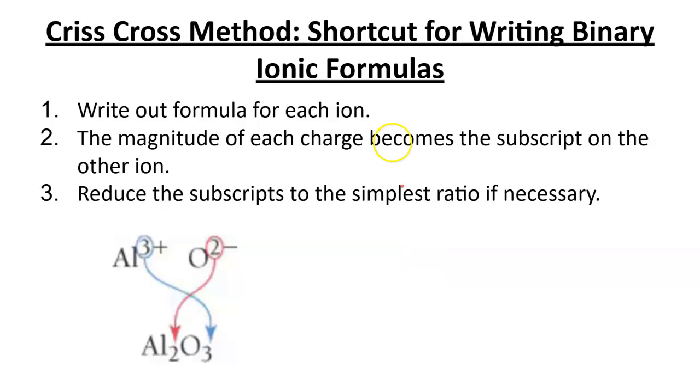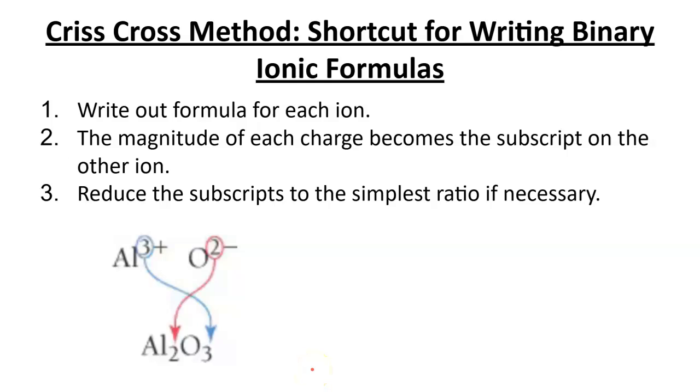This slide highlights the crisscross method, but you got to be a little careful with this. It works great for something like aluminum oxide. What the crisscross method is, it's a shortcut, and it says whatever the charges are on each ion, they become the subscripts on the other ion for a binary compound. You also then have to use the simplest ratio, and this is where it gets tricky.